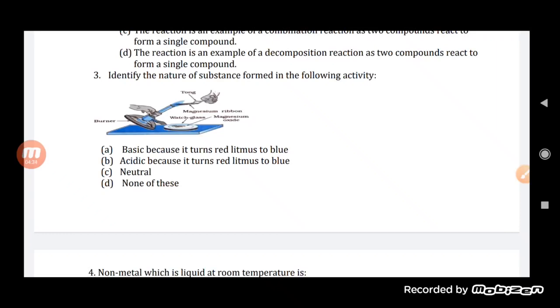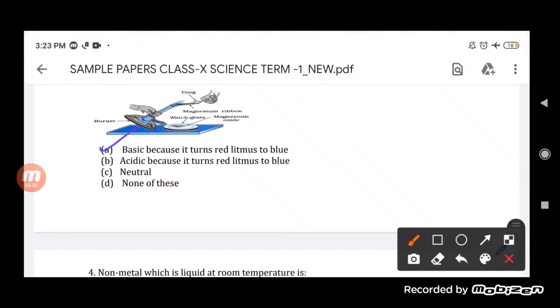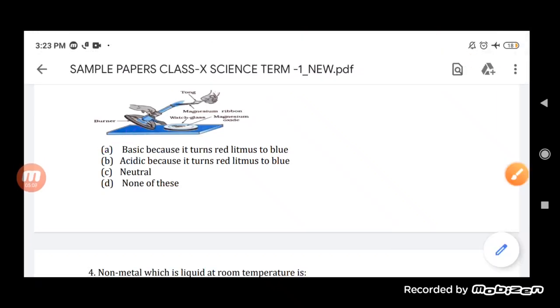So what is the nature of the substance, students? Magnesium is a metal, and we know that a metal oxide is generally basic in nature. So we can say that the magnesium oxide, which is formed by burning magnesium with a dazzling flame, when we add water, will form magnesium hydroxide, which is basic in nature. So this is basic because it turns red litmus to blue.